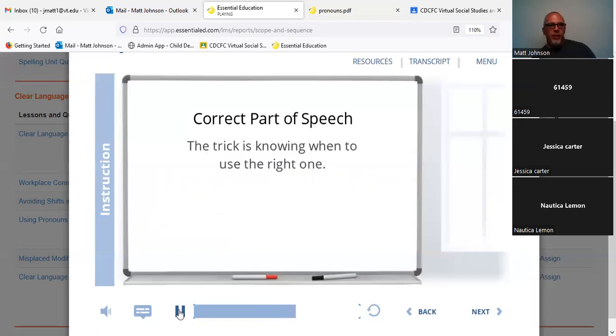Take a look at those. The trick is knowing when to use the right one. Now, most of the time, the right pronoun just sounds right. It sounds weird to say, him is hungry. He is hungry sounds right.